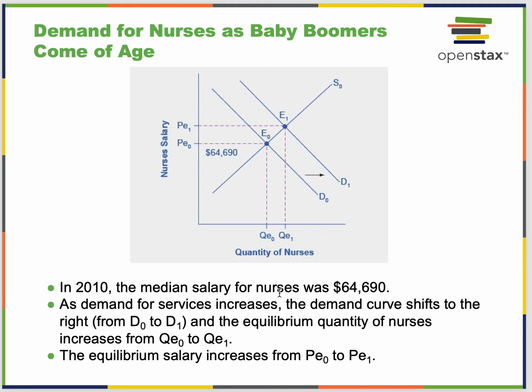In 2010, the median salary for nurses was $64,690. As the demand for services increases, the demand shifts to the right. People are looking for more. We have an aging population. That could be the reason. So what happens? We need more nurses, and we're willing to pay more than $64,000 to get them. And so now we're going to pay some higher wage.